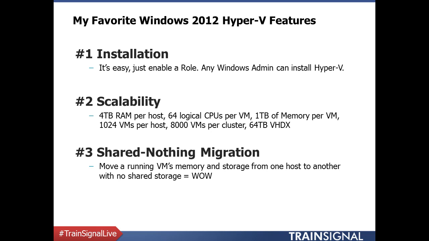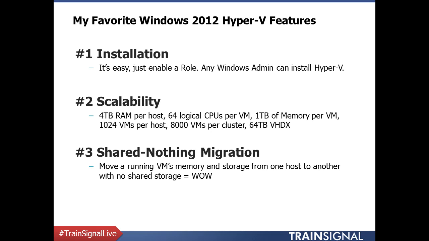Number three is shared nothing migration. So you can move a running virtual machine's memory and storage from one host to another with no shared storage in between. With VMware, which I'm traditionally used to using, shared storage is just kind of a requirement. If you want to do a vMotion, you want to use Distributed Resource Scheduler or High Availability, any of the advanced features, you need shared storage. So when Microsoft said they were releasing shared nothing migration, that was kind of, I think, a wow for all the other virtualization admins out there, who said, wow, we always had to have shared storage, and now you don't need shared storage.